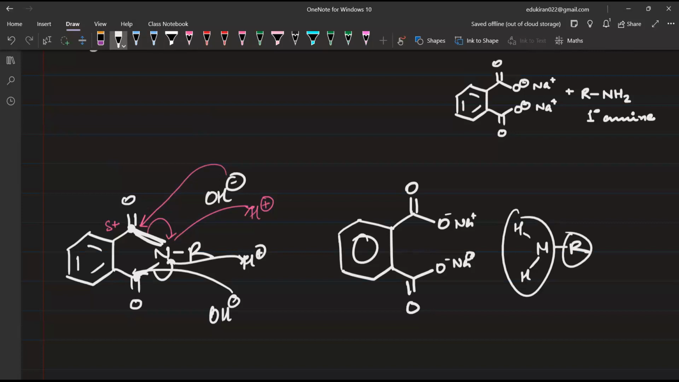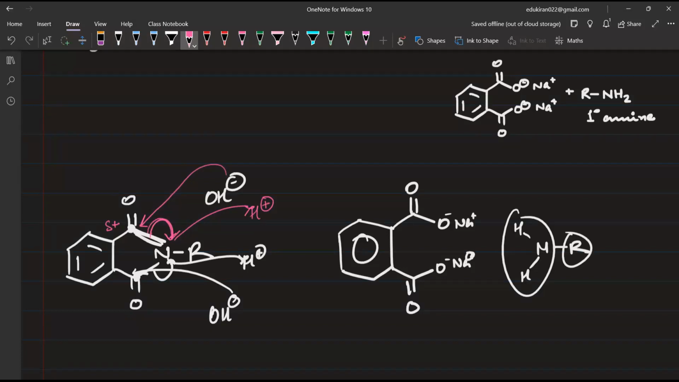Firstly, the OH attacks the double bond, that carbon atom, the carbonyl carbon. It attacks the carbonyl carbon. At that time its bond breaks with the nitrogen atom. It will break with the nitrogen atom. And there will be an H plus, it will attack it.